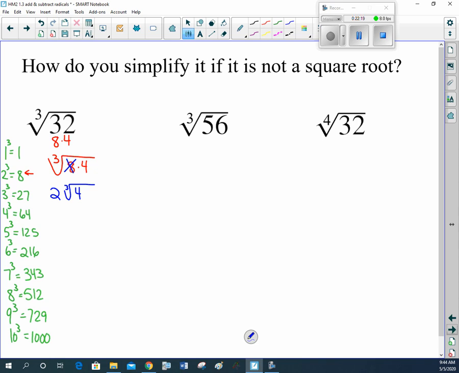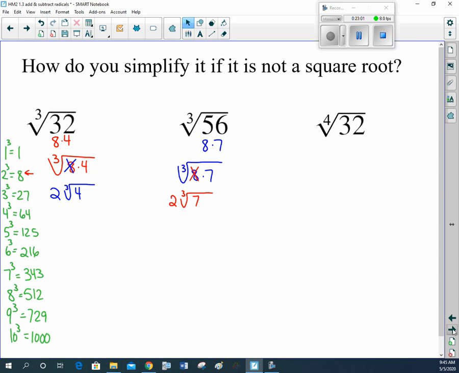Okay, 56. What numbers do we want to use for 56? How about 8 times 7? The cubed root of 8 is a perfect cube number, so we have the cubed root of 8 times 7. What's the cubed root of 8? It's 2. And then you're left with the cubed root of 7.